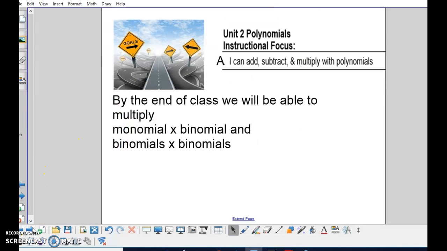So I've got a screencast going. We are starting our first instructional focus in polynomials, which is our new unit, and we've already learned how to add and subtract polynomials. Today, we're going to be working with multiplication. So by the end of the class, we're going to be able to multiply a monomial times a binomial and a binomial times a binomial. So make sure you've got your calculator, your notes, and a pen and pencil. Feel free to pause at any time, and let's go get it.